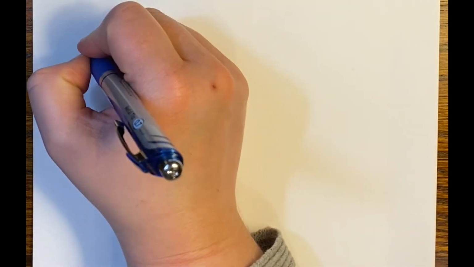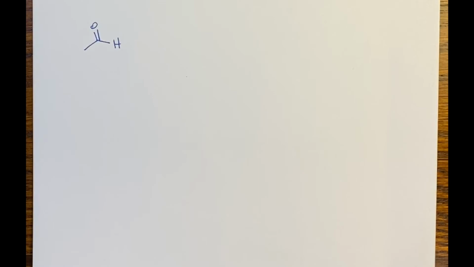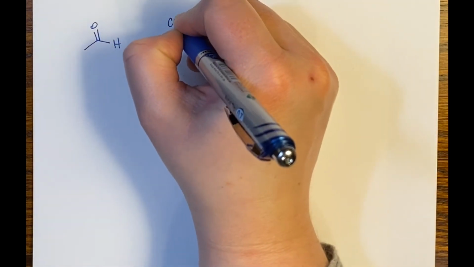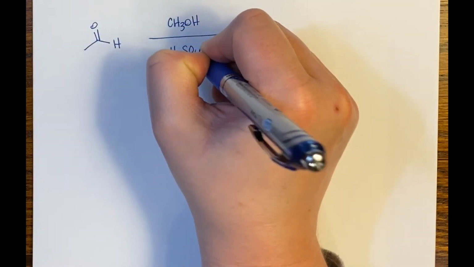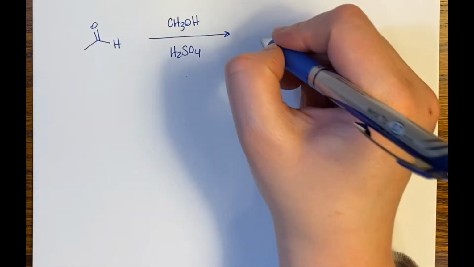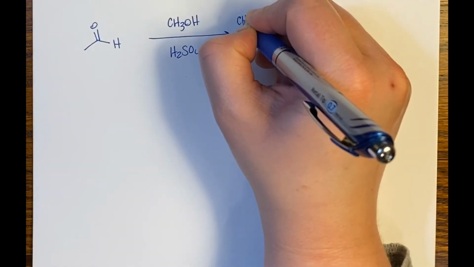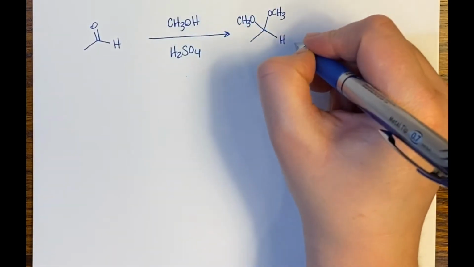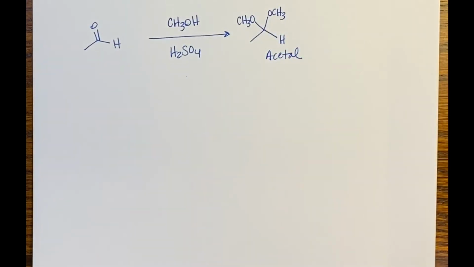So overall, when we look at the reactions, an aldehyde, like this one, can undergo a reaction where we're going to treat our aldehyde with an alcohol, like methanol, in the presence of an acid, like sulfuric acid, and the product that we make out of that reaction is the acetal. So aldehydes yield acetals.